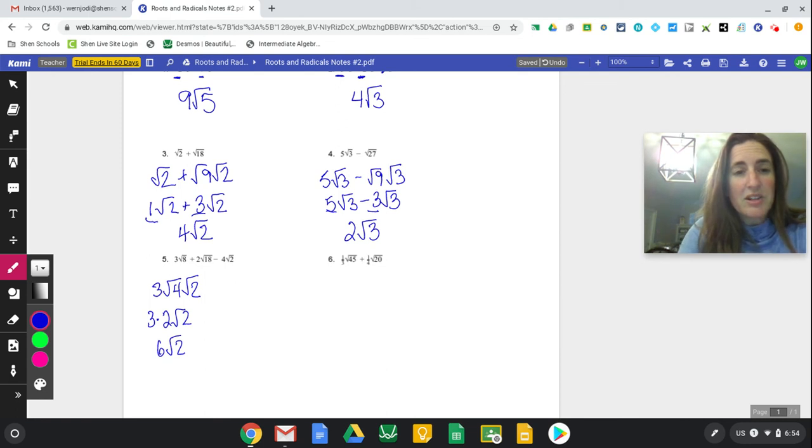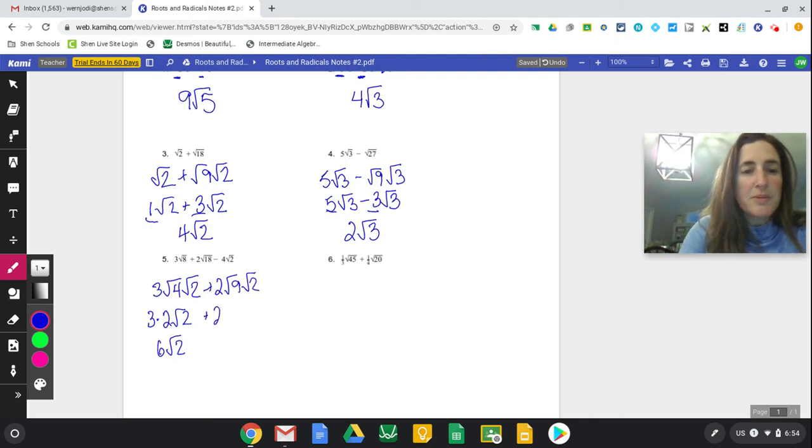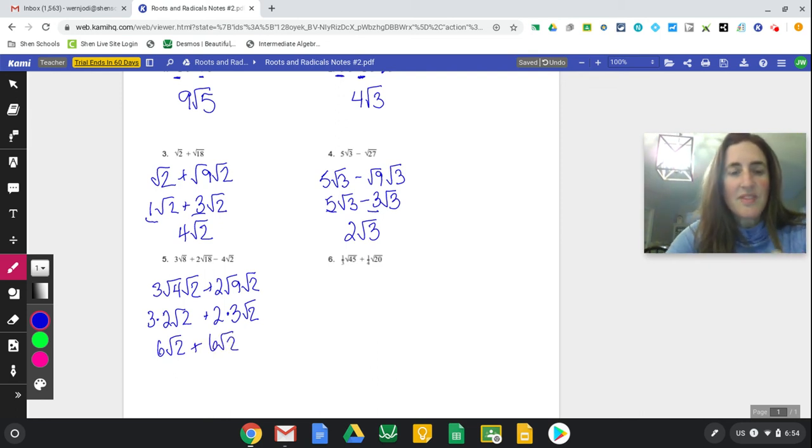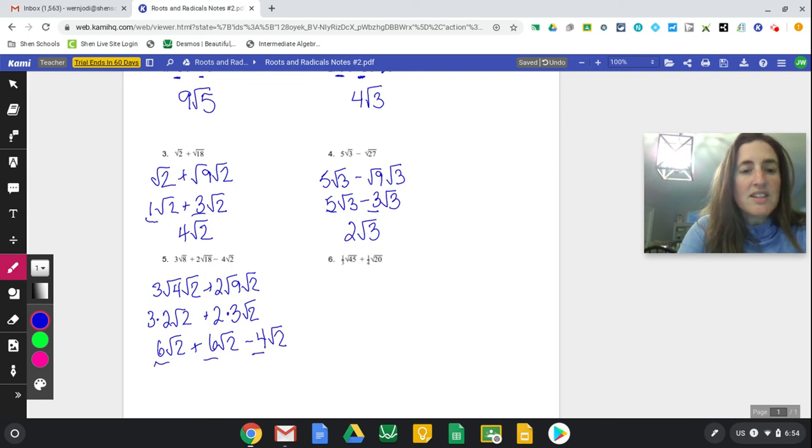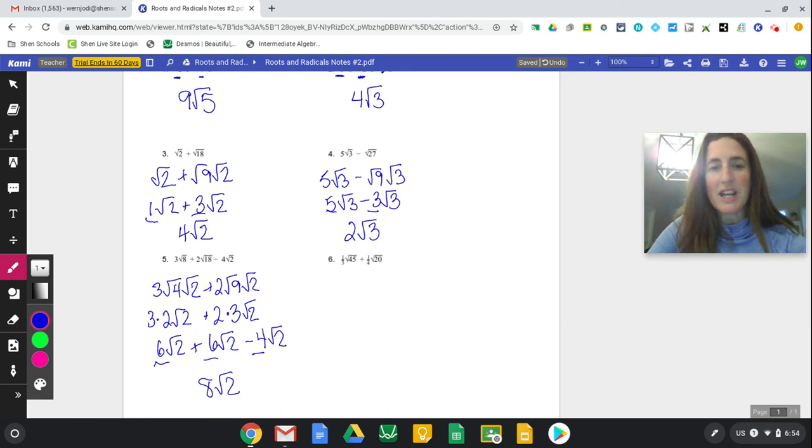I have 2 radical 18. So that's 2 times radical 9 times 2. So now the 9 pops out to become a 3 out of the radical 2. So it's plus 6 radical 2 again. The 4 radical 2 doesn't need to be broken down, so I'm just going to carry that down. Well, 6 plus 6 is 12, minus 4 is 8 radical 2. And that's my simplified answer.